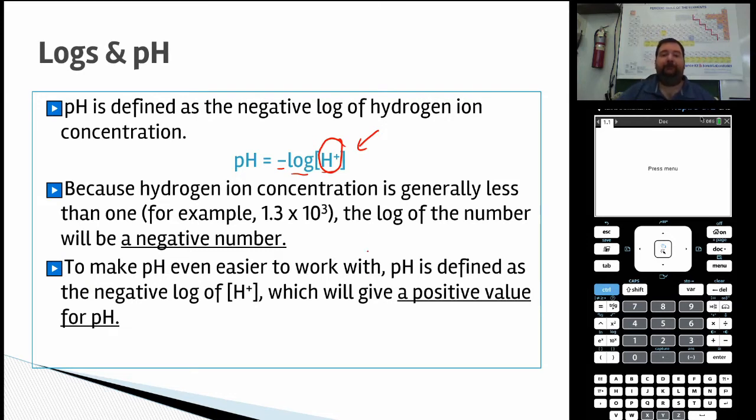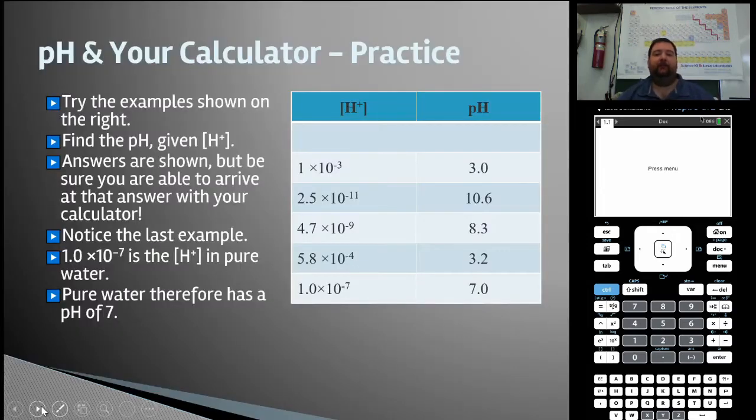Now remember, the hydrogen ion concentrations are going to be very small, like this, and the log of such a number that's small and less than 1 is going to be a negative number. So why do you think we put the negative sign out front here? It's to give us a positive value for pH, so that it's from positive 1 to positive 14. That's what that negative sign is doing up front there.